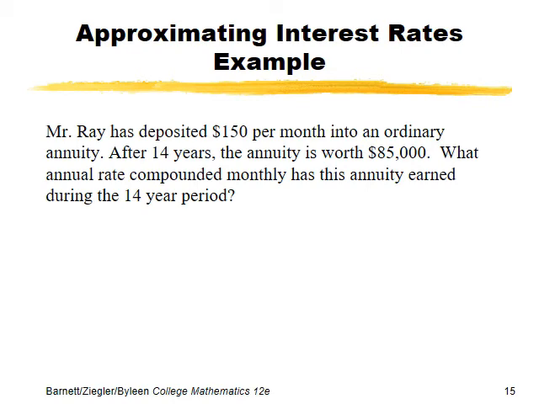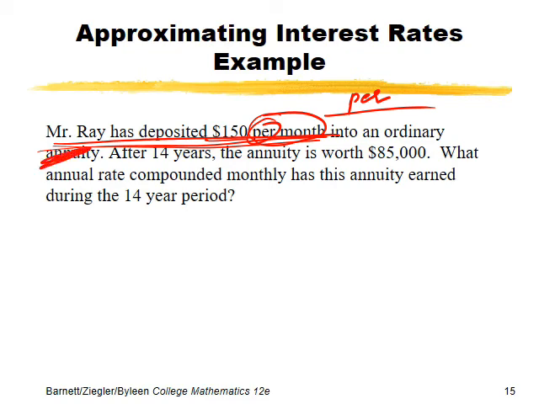Mr. Ray has deposited $150 per month. Now this word per is indicating that we are depositing $150 every month. So this is a problem of sequence of equal periodic payments. From this first line we came to know that this is a problem of annuity. Now we will read further to know whether it is a future value of annuity or present value of annuity. Into an ordinary annuity, after 14 years, so t is 14, the annuity is worth 85,000.